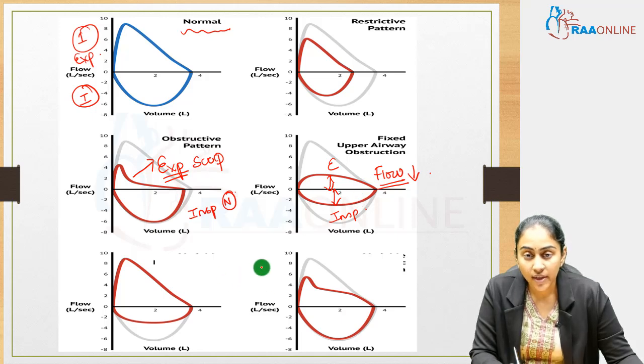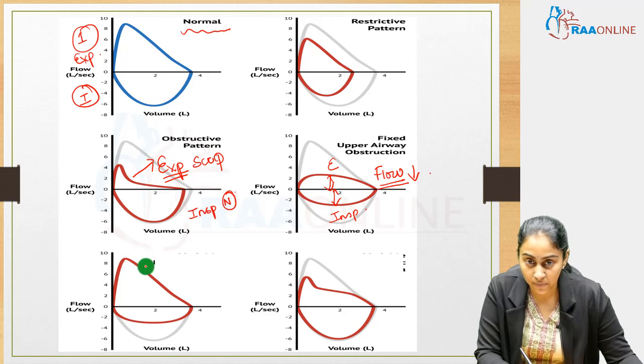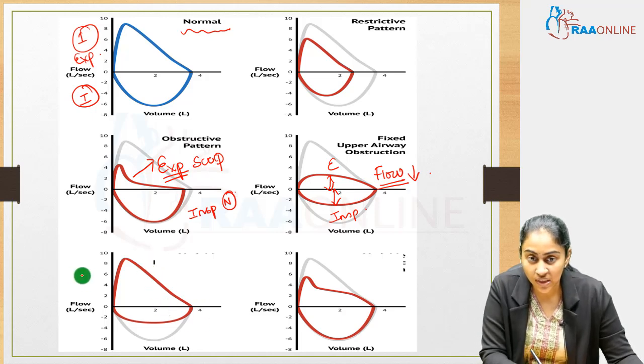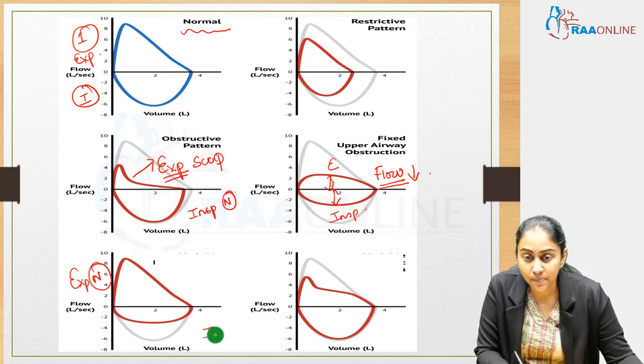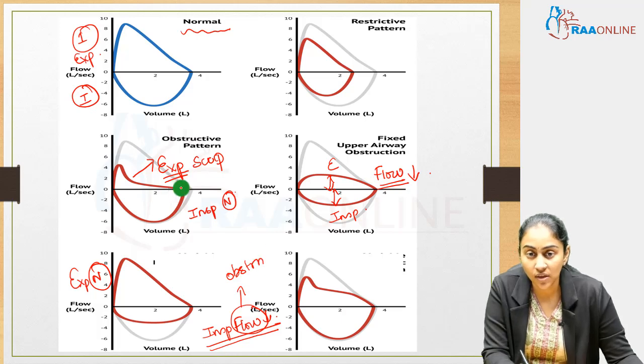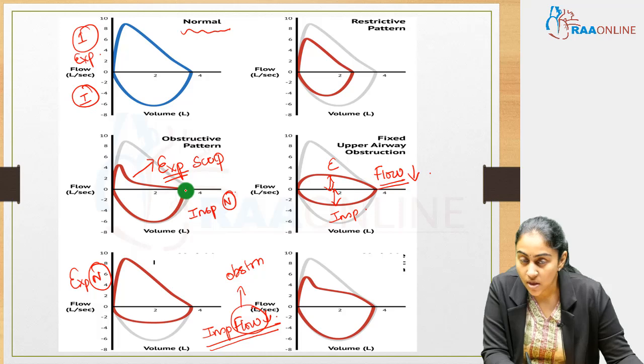Now let's focus our attention on the two diagrams below. Let's start with the left side diagram here. Here what are we able to see? The expiratory flow volume loop is almost normal, and the inspiratory volume is normal, but flow is decreased. So remember what I told you about flow correlating with obstruction. Whenever the flow is significantly decreased, that means there is an obstruction. Even here if you see, there is no significant difference in the volume. Volumes are more or less the same.